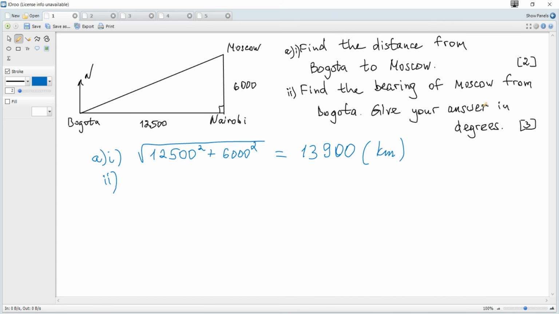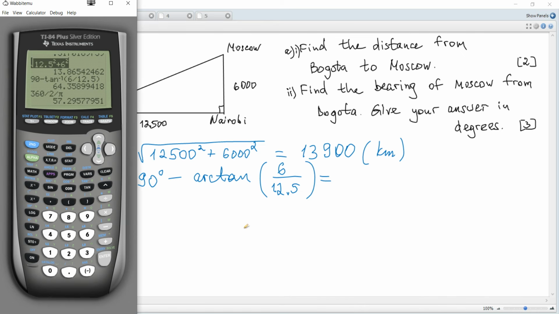Next, find the bearing of Moscow from Bogota. Give your answer in degrees. So we need M from B, so this direction BM is required, and by definition, the bearing angle is from north in a clockwise direction, so this angle is required. It can be found as 90 degrees minus this angle. For this, tangent can be found as this divided by this, and hence the angle is arctangent, or tan to the power of minus 1, the inverse tangent, of 6 over 12.5, and it is equal to 64.4 degrees to three significant figures.